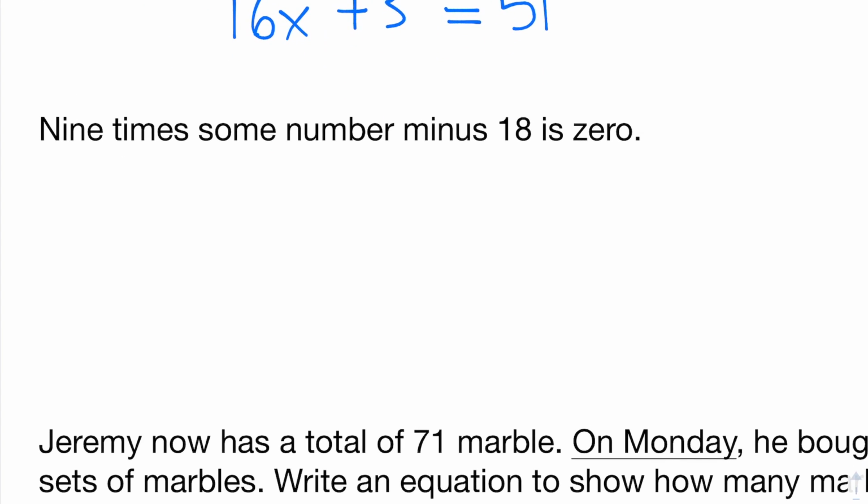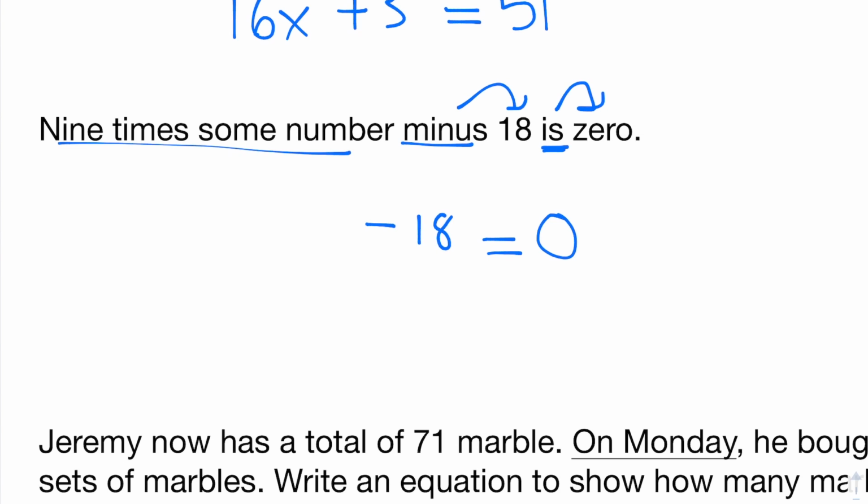Okay, let's look at the next example. We have the word is. This is my keyword. 0 is my number following my equal sign. I see minus 18, and then 9 times some number.